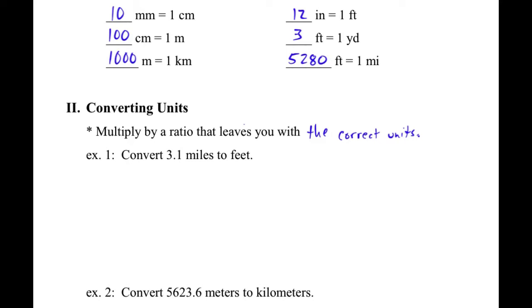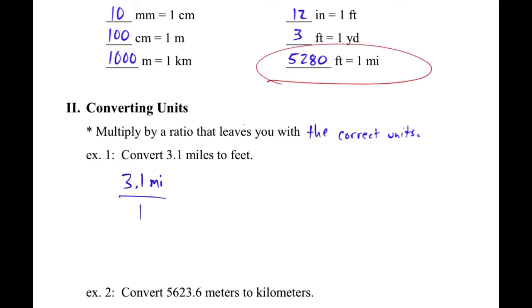Okay, convert 3.1 miles to feet. So I'm going to start just by writing 3.1 miles. I'm going to do MI for miles. Units will be helpful here. Because we're going to be multiplying by a fraction, I can put this over the number 1. So 3.1 miles is the same as 3.1 over 1. Now, we want to change this to feet. So I need to do miles to feet. I do know how many feet are in a mile.